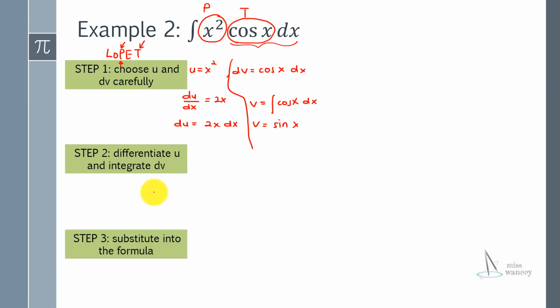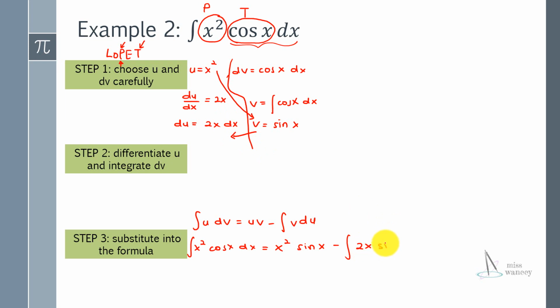Third step, substitute into the formula. The integral of u dv is equal to uv minus the integral of v du. So copy down the question: the integral of x squared cos of x dx equals u multiplied with v, which is x squared sine of x, minus the integral of v multiplied with du, so 2x sine of x dx.